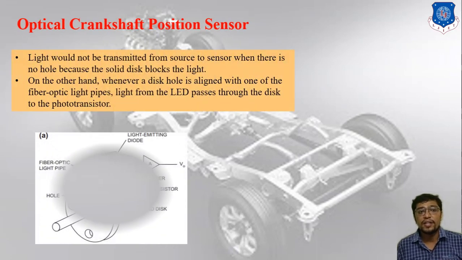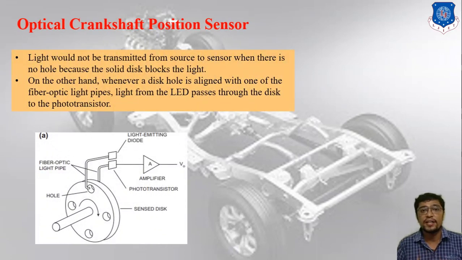So here I have attached the two main objectives, or you can say how we can implement the optical crankshaft position sensor. First one, that is, light would not be transmitted from the source to the sensor when there is no hole, because the solid disc blocks the light.